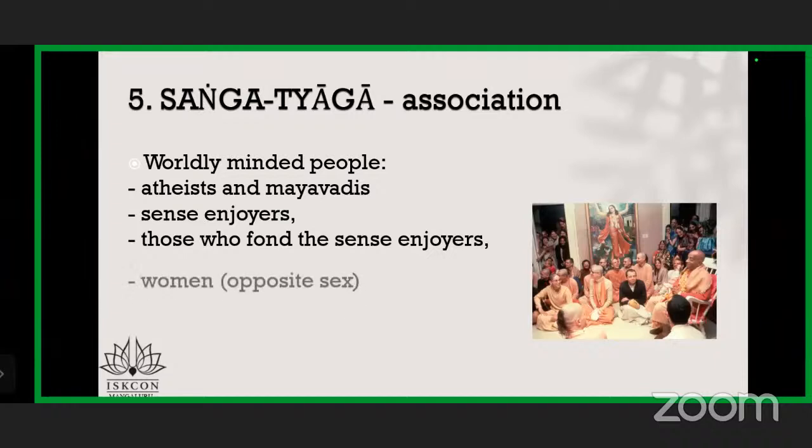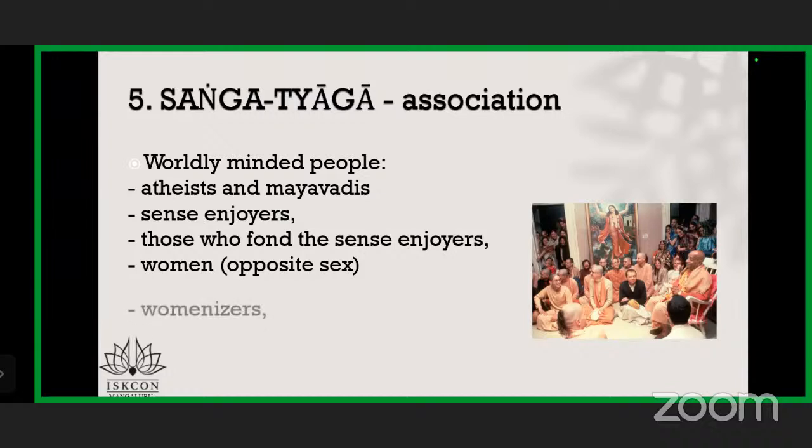Those who are fond of sense enjoyment and womanizing, right? Most of the Kali Yuga people are both. They live on the basis of sense enjoyment and womanizing. So you should not associate with these people. You should not associate with atheists or Mayavadis, sense enjoyers, those who are fond of sense enjoyment and womanizers, hypocrites. Now, you are in this material world and you have to deal with all these people. So it should be like the monkey and crocodile example.